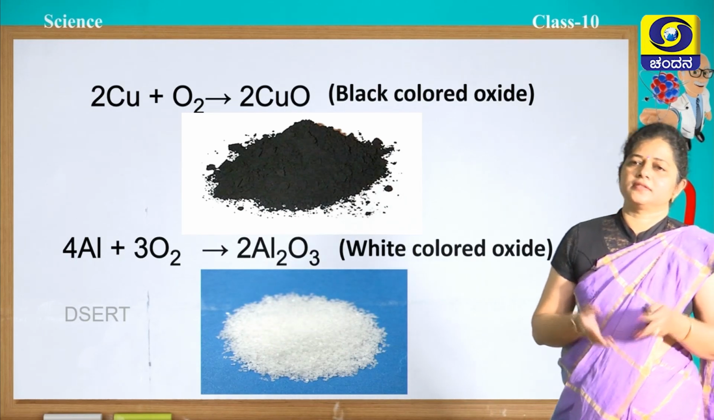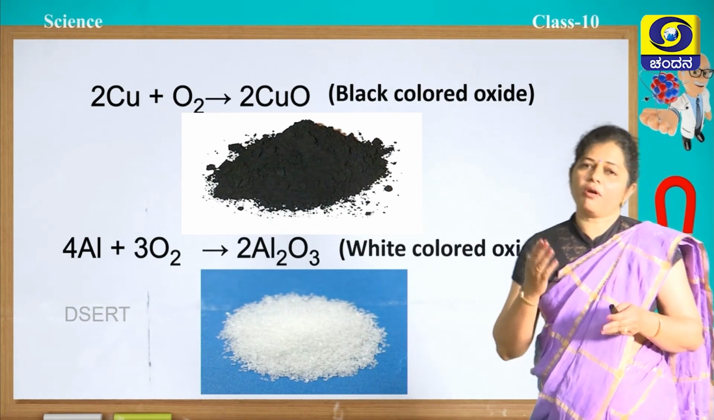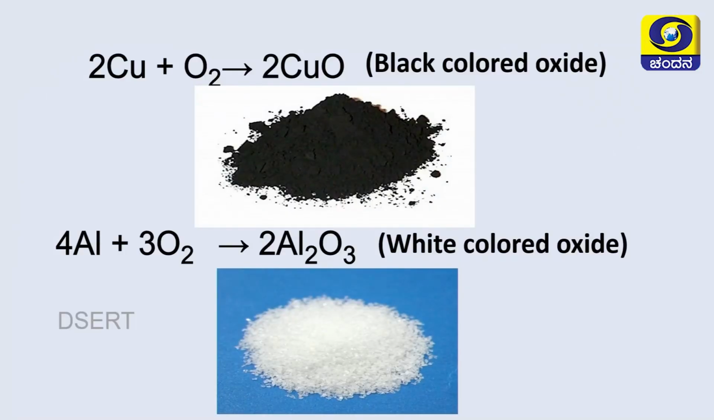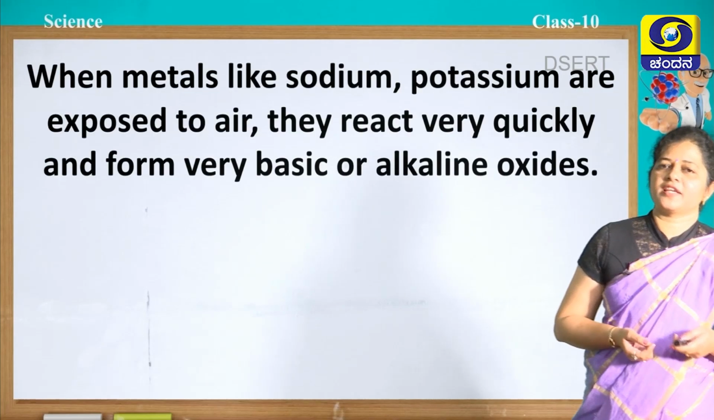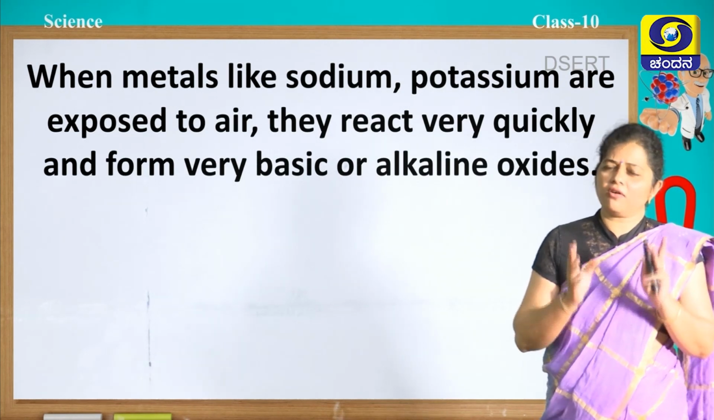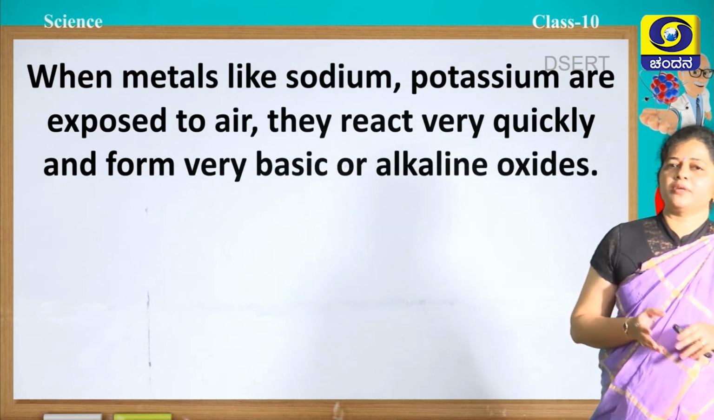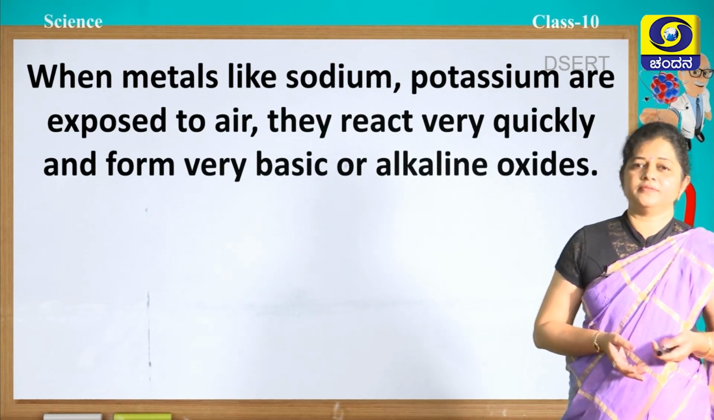This is the reaction that takes place when copper and aluminium react with oxygen. Copper reacts with oxygen to form copper oxide, which is a black colored oxide, whereas aluminium reacts with oxygen to form aluminium oxide, which is a white colored oxide. You have to remember the colors of the oxides. This is very important. When metals like sodium and potassium are exposed to air, they react very quickly and form very basic alkaline oxides. The oxides of sodium and potassium are very alkaline.